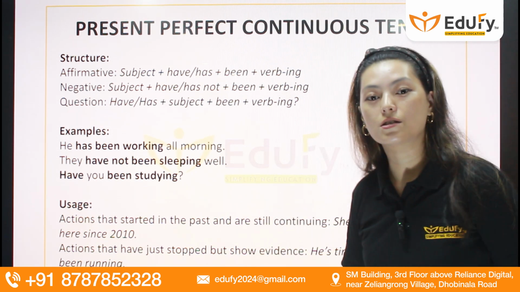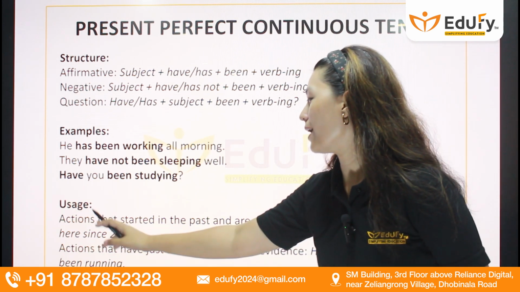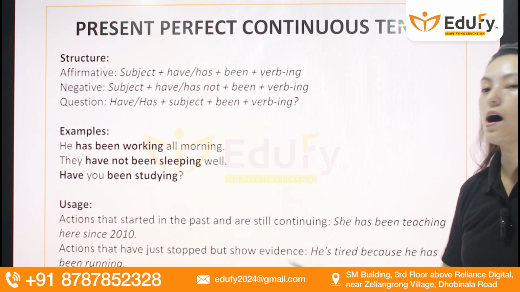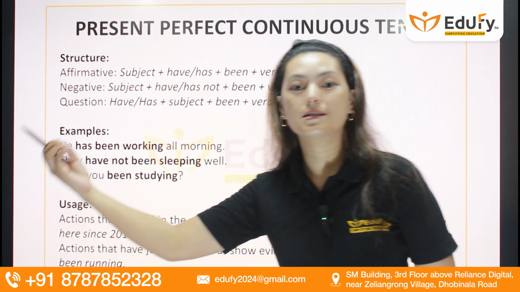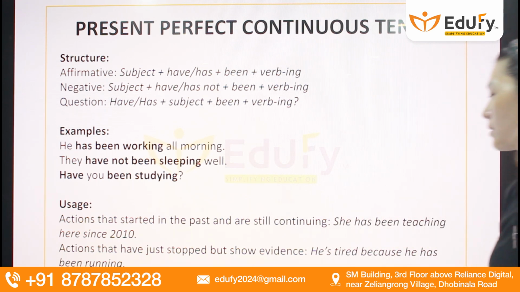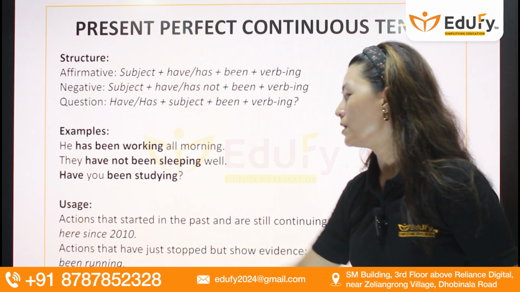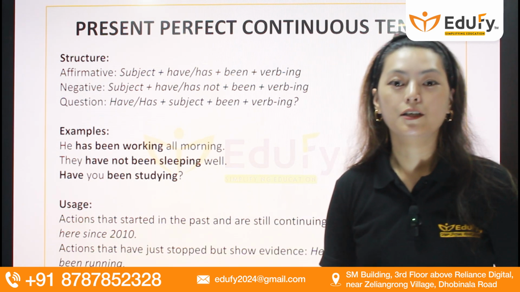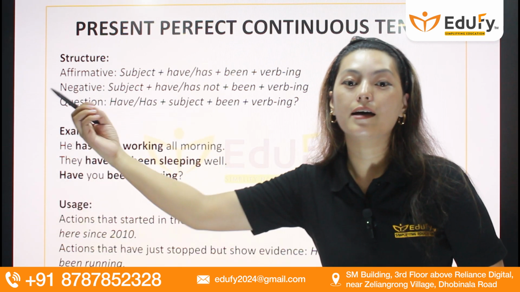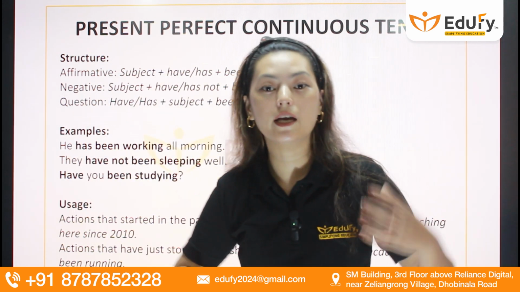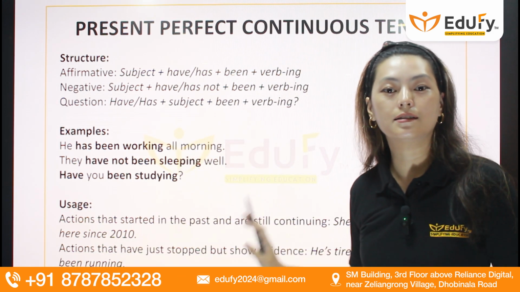If you want to look at the usage on how or when do I use a present perfect continuous tense, when you want to talk about actions that started in the past and are still continuing in the present form. Something that has happened in the past but it's still continuing in the present form. And what can I say through these sentences? She has been teaching here since 2010. So it has been what? 15 years, right? So 15 years she started teaching, and her action of teaching has been continuing even till this day. So what is it denoting? Actions that started in the past and it's still continuing.